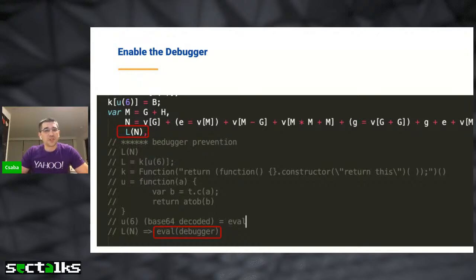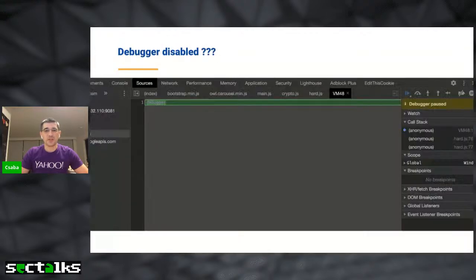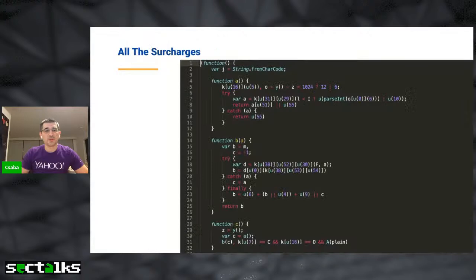I tried to remove functions, and at some point I saw that if I'm removing L and the function like the end parameter, then the debugger started to work. So what that does, like the L is defined as a function, and U6 references the base64 encoded strings. So at the end, in equals eval debugger. So if you have a JavaScript and you just run eval debugger, you will see the same behavior as we saw before. Just here, the debugger is paused.